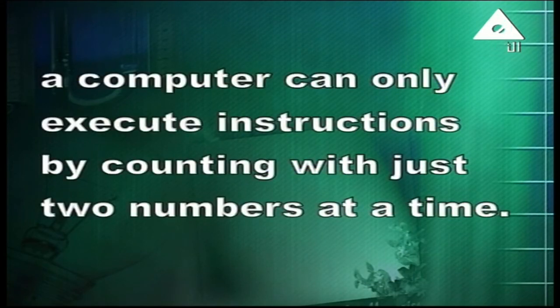As a matter of fact, a computer can only execute instructions by counting with just 2 numbers at a time. Let me say it again. It can only execute operations by counting just two numbers at a time. The numbers, of course, are 0 and 1. This is the binary system.